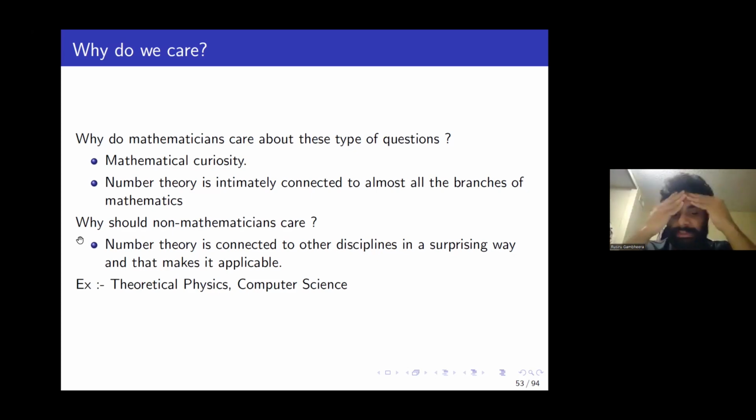So I think in signal processing, cryptography, all of those things, number theory is used a lot. So I think it's very applicable. So I will leave it at that.